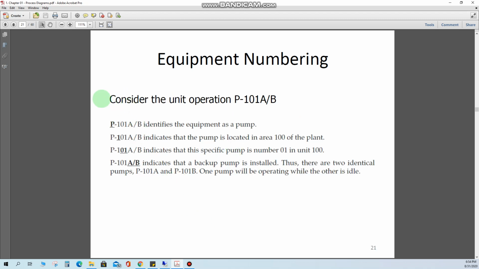Now let us do this one quickly. Consider the unit operation P101A/B. P represents the pump. 1 represents the area of the plant, that can be 100. 01 represents the equipment number. So there is pump number 1 in the area 100, and AB represents the spare pump that is installed on the pipeline. Okay, so this is how we designate these numbers.